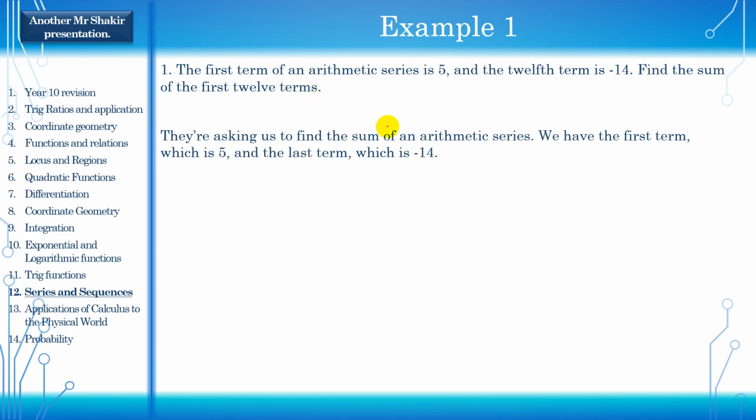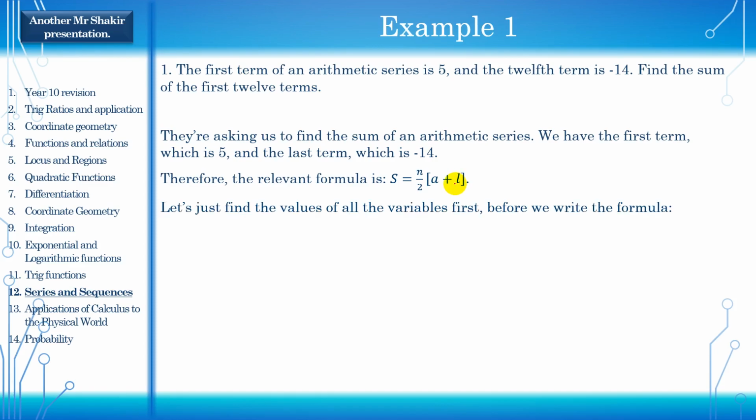Alright, so they're asking us to find the sum of an arithmetic series. We have to find the first term, which is 5, and the last term, which is negative 14. Therefore, the relevant formula is... and see, they've given us the first term and the 12th term, and we have to find the sum of the first 12 terms, therefore 12 is the last term. So the a plus l, first term and the last term.